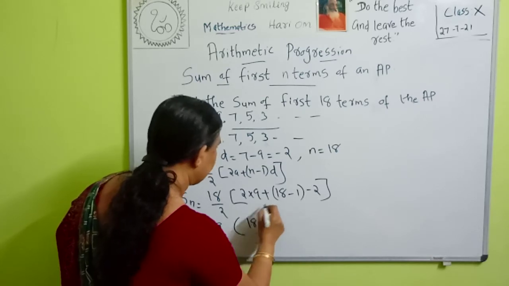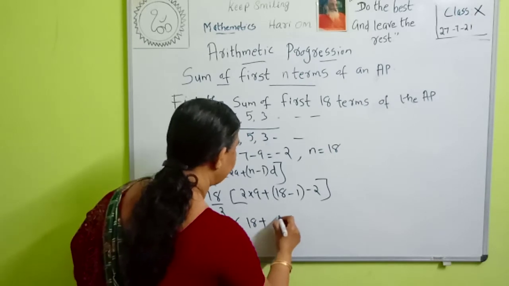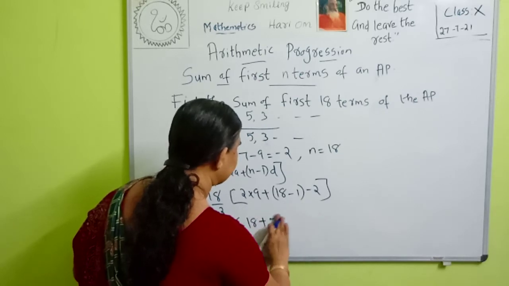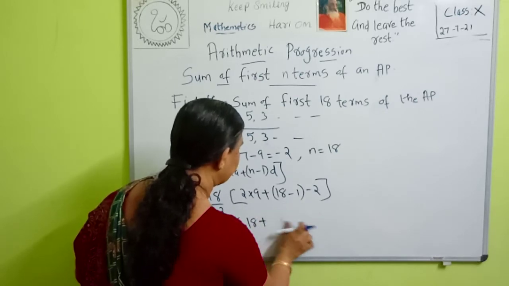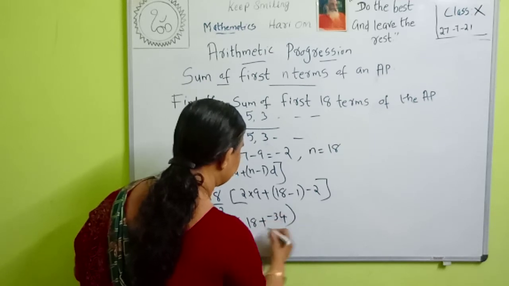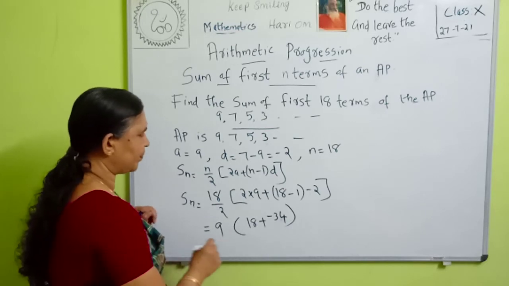18 minus 1 is 17. 17 into minus 2 is minus 34. So 9 into 18 plus minus 34.